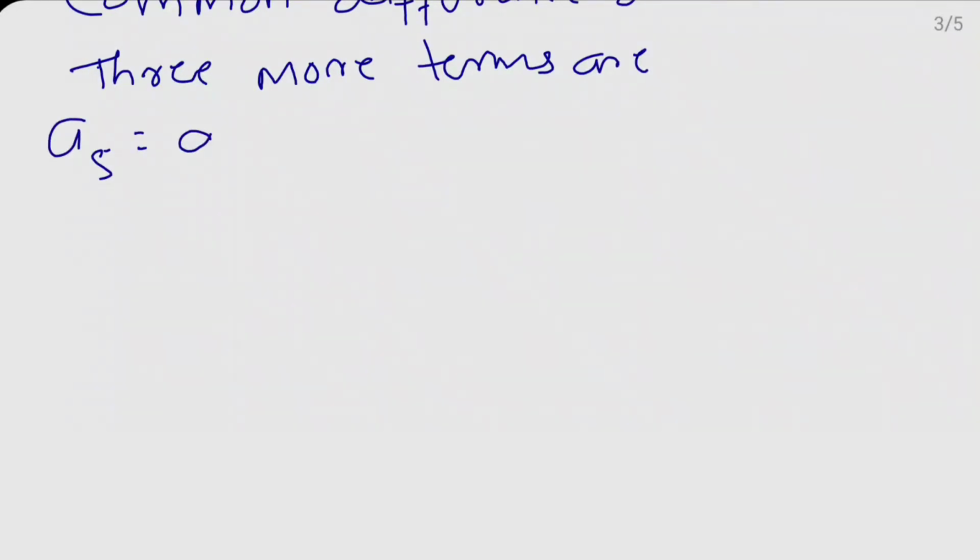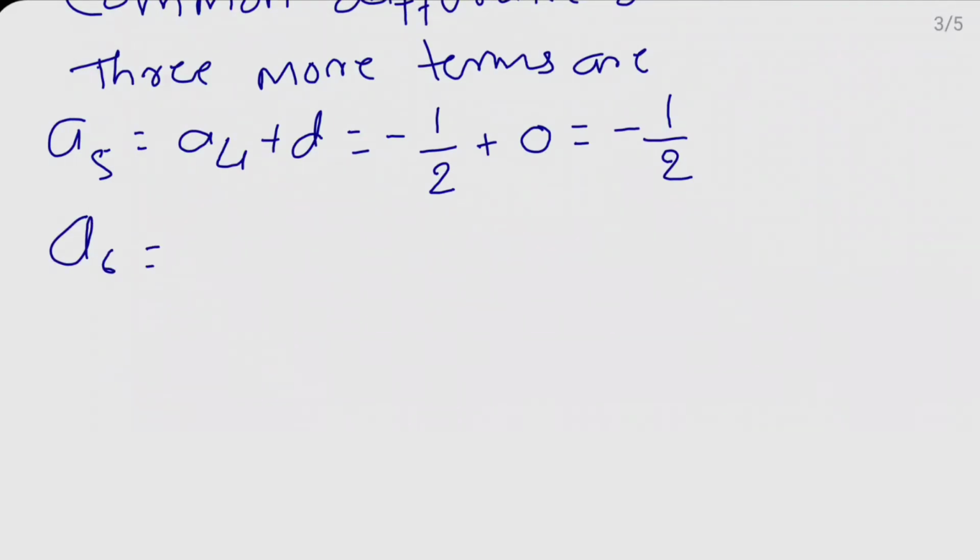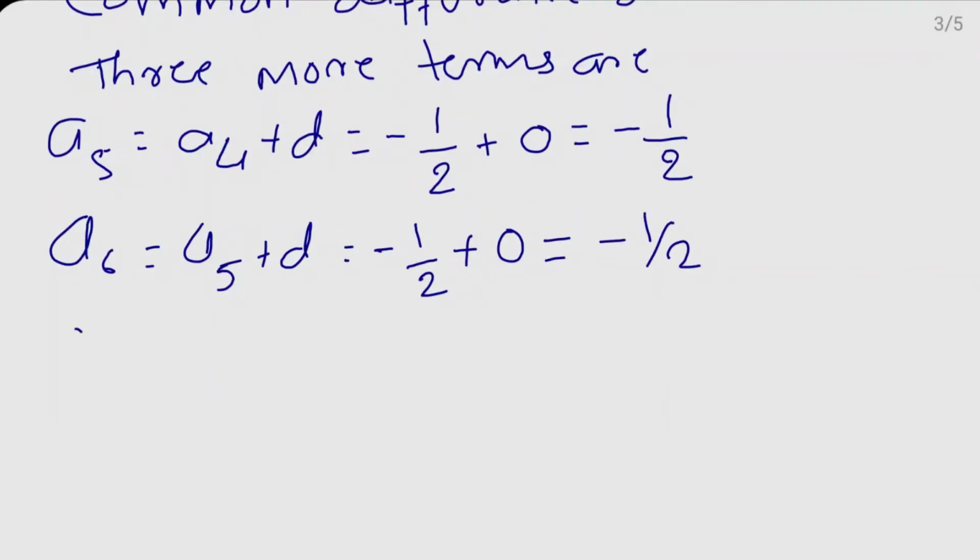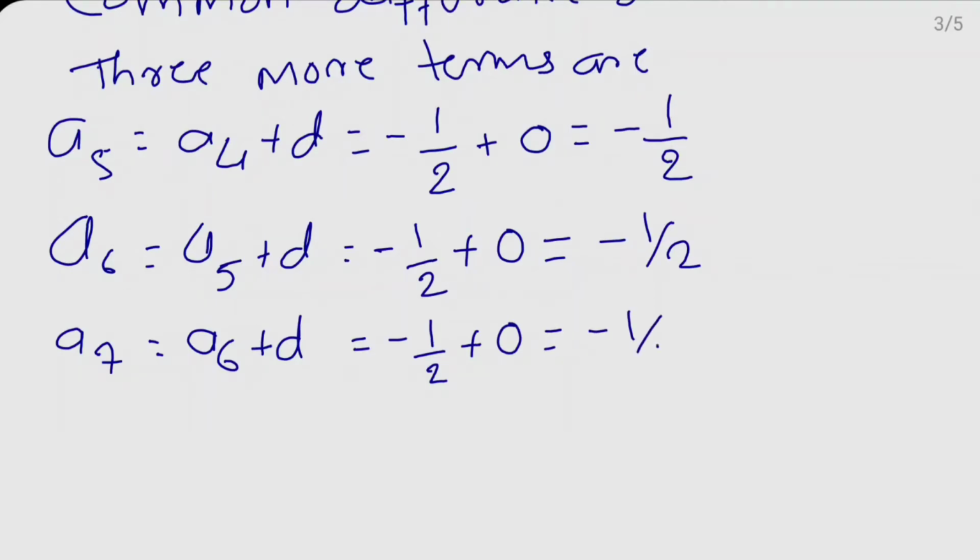A5 is A4 plus D. So here A4 is minus 1 by 2 and plus D is 0. So here we got minus 1 by 2. Next A6, A5 plus D. So A5 is minus 1 by 2 plus D is 0, so here minus 1 by 2. Next A7. A7 is A6 plus D. A6 is minus 1 by 2 plus D is 0. Here also minus 1 by 2.